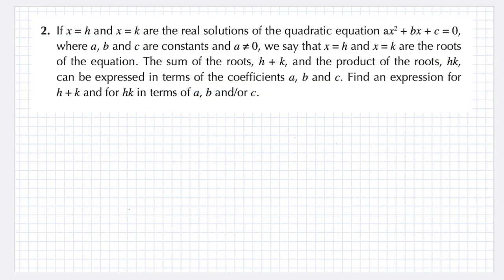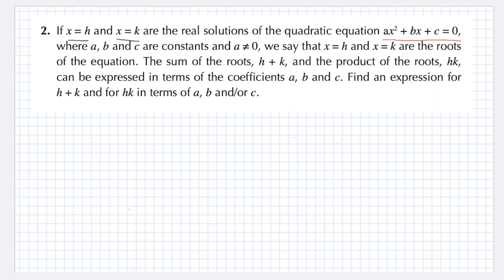Okay, let's move to challenge 2. What does it say? It says if x is equal to h and x is equal to k, it means we have two roots, x is equal to h and x is equal to k, and these are the real solution, real roots of a quadratic equation, our standard form equation, ax square plus bx plus c, where a, b, c are constant, is not equal to 0. We say that x is equal to h and x is equal to k are the roots of the equation.